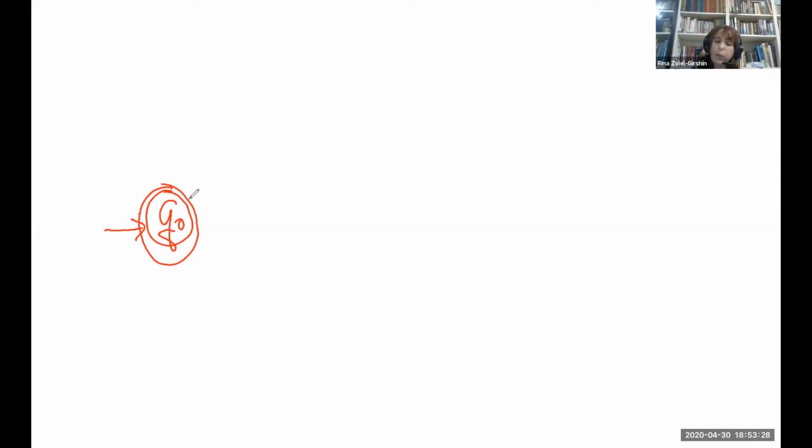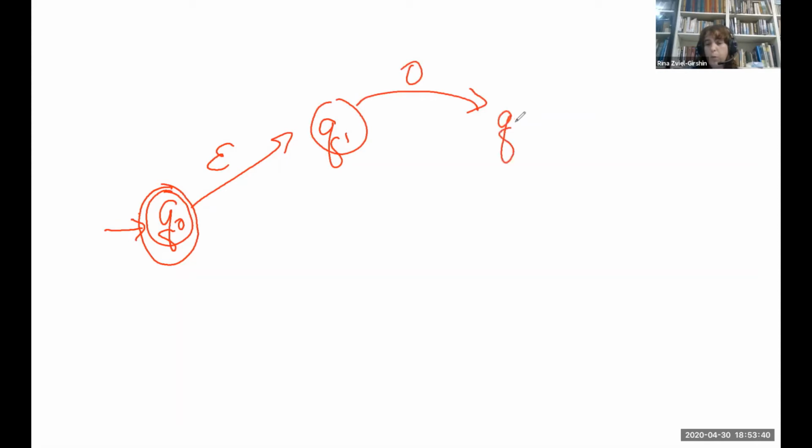Okay, but now let's see what I'm doing next. Next, I'm moving with an epsilon transition to state Q1, where for each 0, I move to state Q2. And for the next 0, even number of zeros, I return back. And Q1 is an accepting state. Do you agree that Q1, Q2 accepts an even number of zeros?